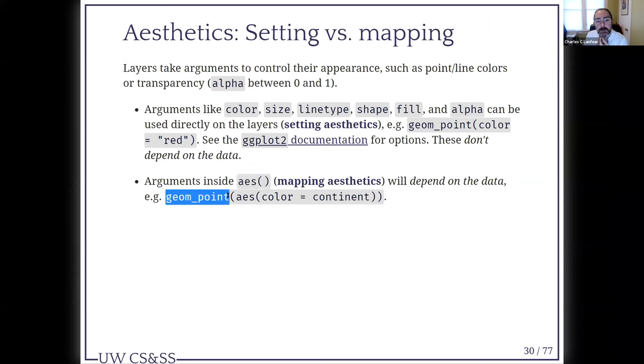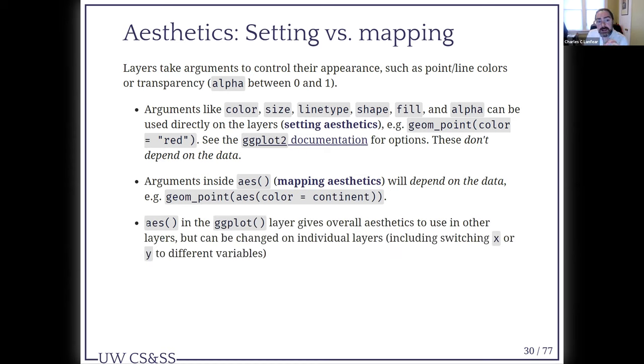If I say geom_point aes color equals continent, this will make it so that every dot on my plot is a different color for each continent in my data. So this is for mapping the color of your dots onto a variable like continent. This is for just setting them all to be the same. This is setting, this is mapping, okay? So the idea with aes is for mapping variables onto appearances.